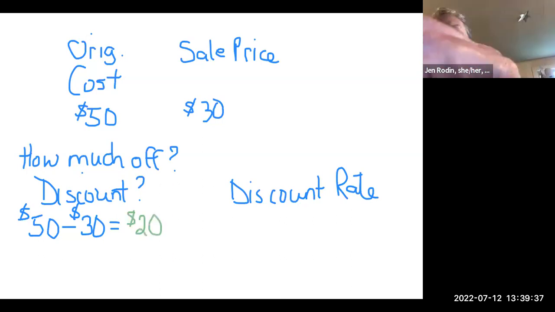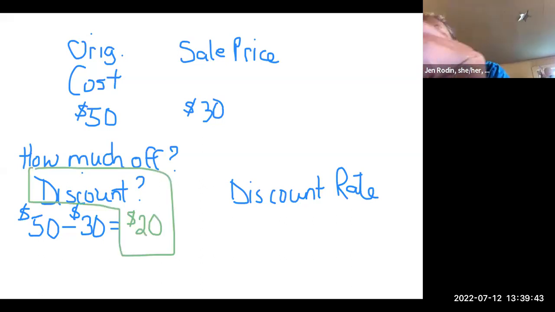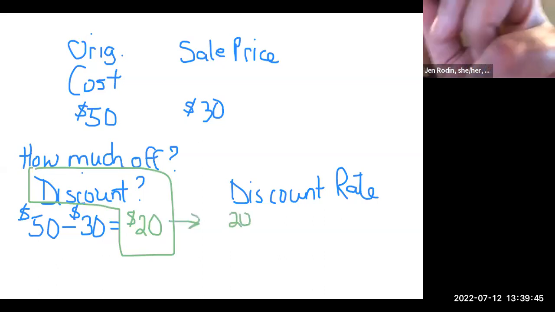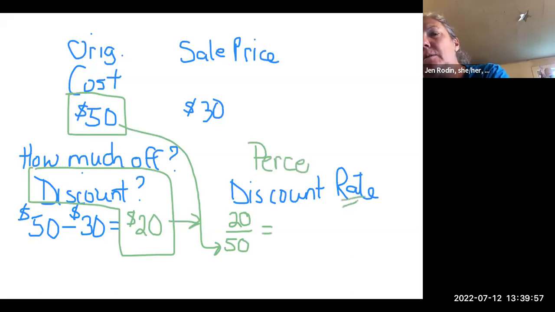So that's the discount that they took off. And then the discount rate is that 20 over the original. And we want to change that into a percent. So whenever we see the word rate, in this section, we're looking for a percent. So 20 over 50 is 2/5, which is 0.4, isn't it? So that's 40%. 0.4 is 40% off.